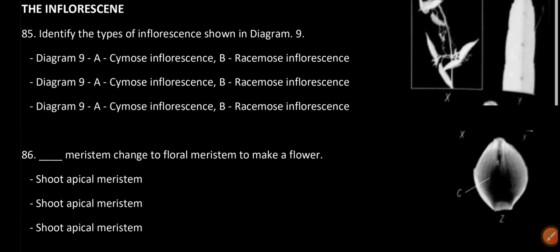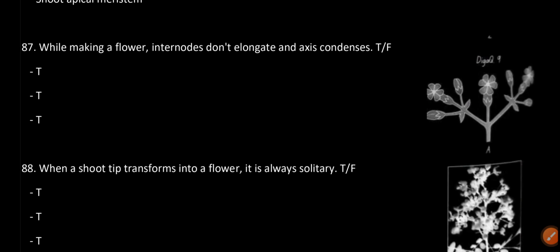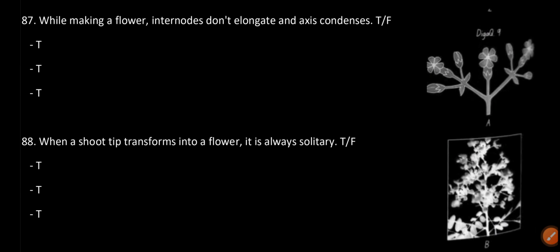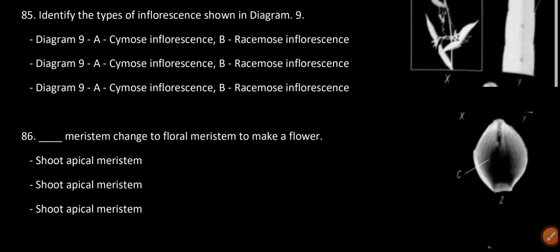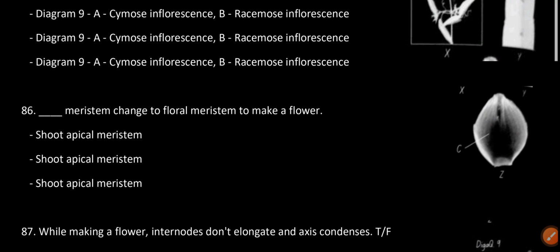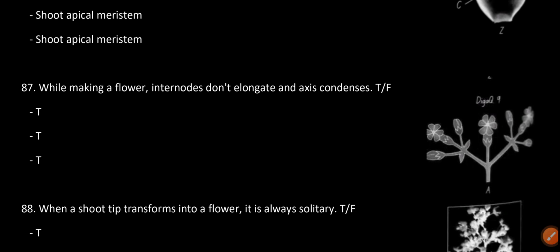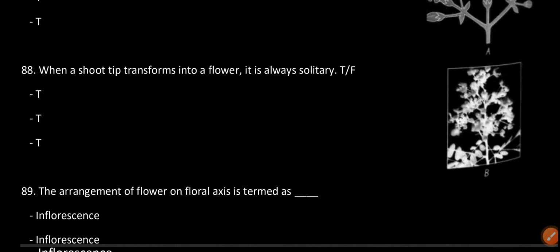The inflorescence. Identify the types of inflorescence shown in diagram 9. A is cymose inflorescence and B is racemose inflorescence. Shoot apical meristem changes to floral meristem to make a flower. While making a flower, internodes don't elongate and the axis condenses. True. When a shoot tip transforms into a flower, it is always solitary. False.